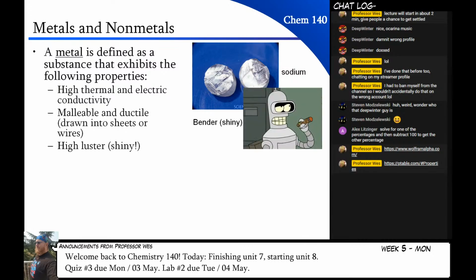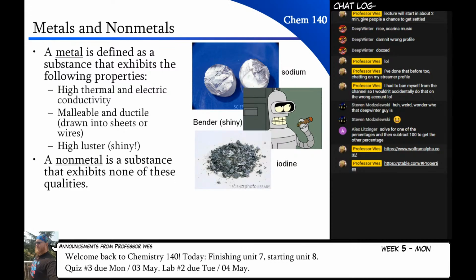The last property of metals is that they're shiny. Just like Bender. That's why he's there. What does Bender always say? Bite my shiny metal ass? Yeah, that checks out. He's a metal.